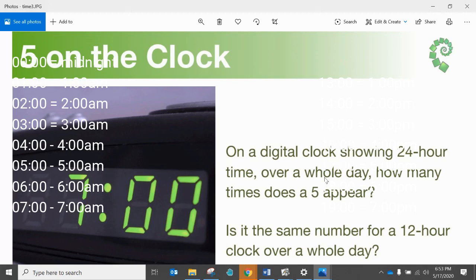So when you do this, you're going to have to think very carefully about how you set your learning out. Teachers in Year 4 don't just want an answer. We want to see how you have found that answer. And if you get your answer, I want you to have a think about this question. Is it the same number if it was on a 12-hour clock?